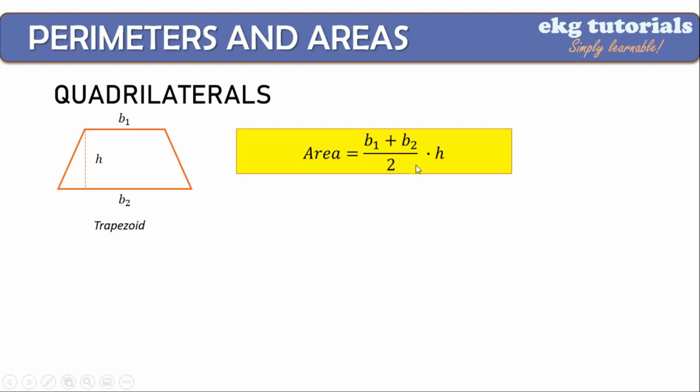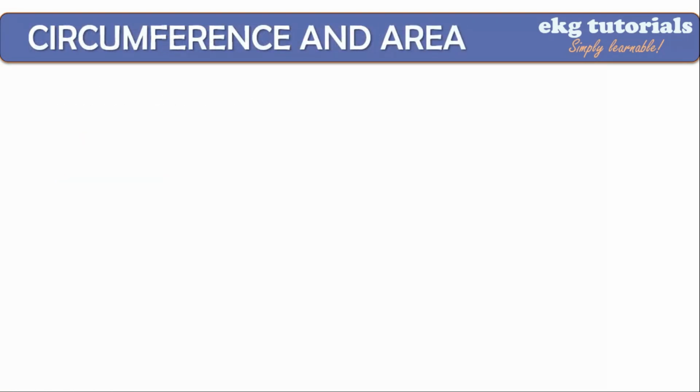Basically, yung nangyari dito, you take the average ng dalawang bases, okay? Average ng dalawang bases, then i-multiply natin sa height ng ating trapezoid. And that is now the area for this particular shape. Okay. Now, what about circumference?